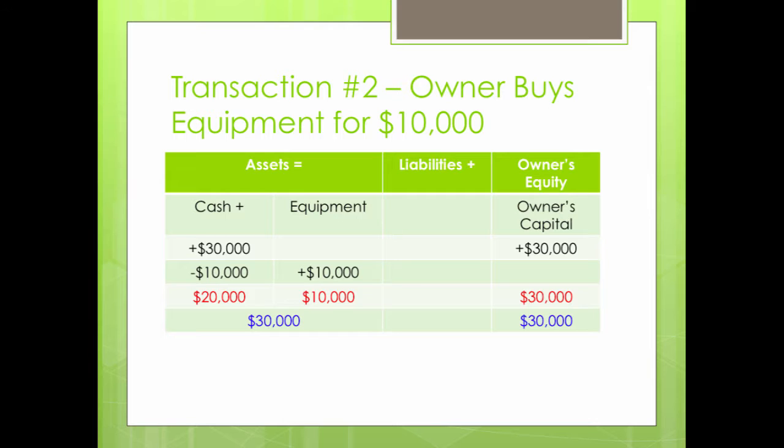So the next question is, will buying equipment increase or decrease the equipment account? Well, this is an investment in the form of equipment, so the equipment account will increase. Therefore, we're going to record this under the equipment account within the asset component of the accounting equation as a positive 10,000, which is right here.